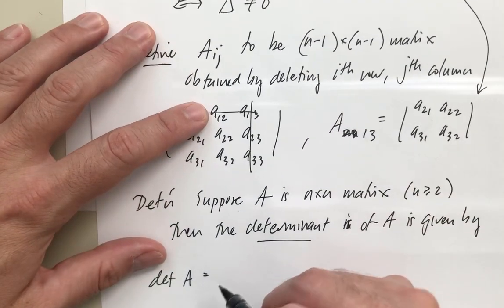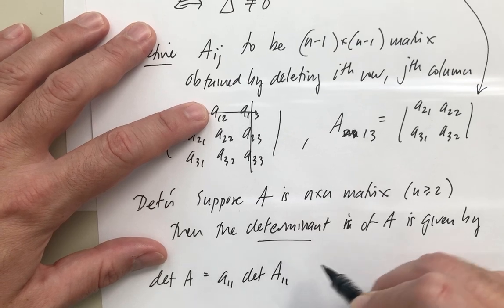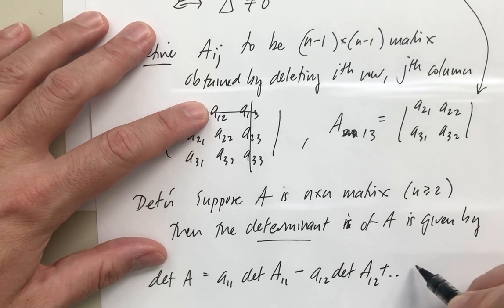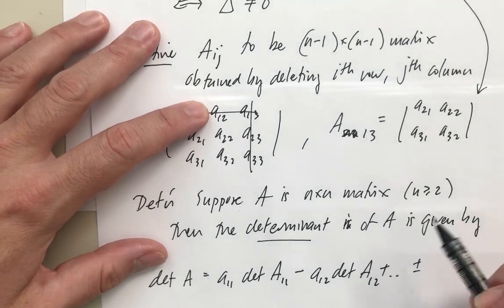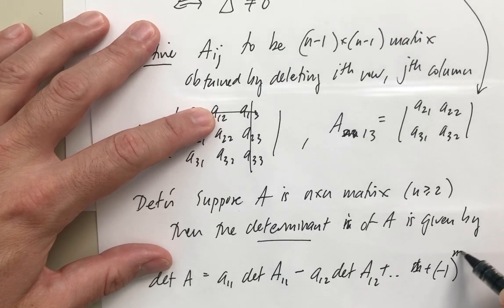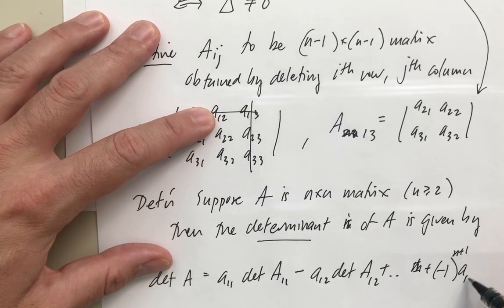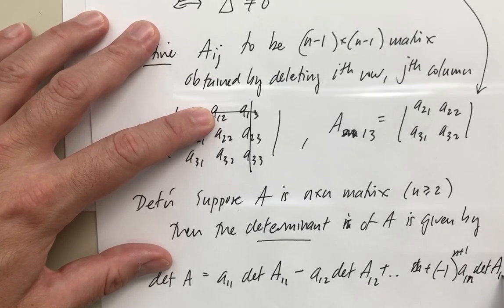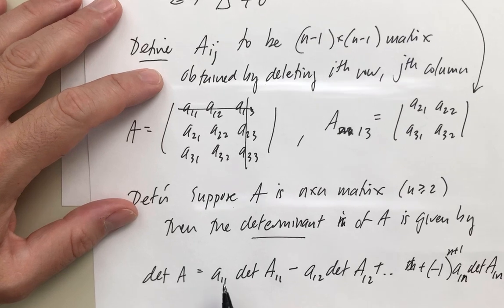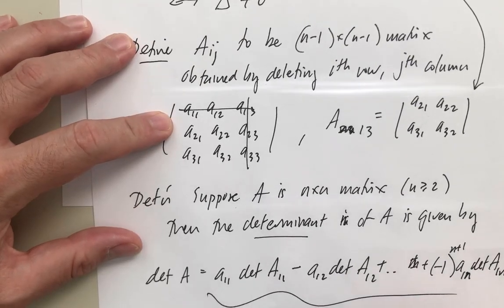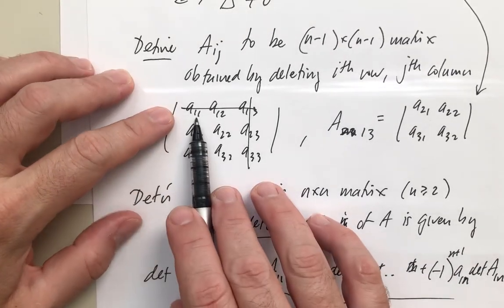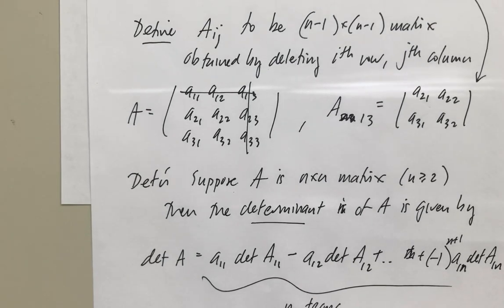So what that looks like is going to be A11 times det of A11 minus A12 times det of A12 plus, and then you go plus, minus, and the last thing will be, I can say, plus or minus 1 to the n plus 1 of A1n times the det of A1n. Okay? So that's the mathematical way to do this. But again, it's a sum of a bunch of terms. I should say that there's n terms here. So if you have an n by n matrix, you have n terms. And each one corresponds to an entry in that first row. Okay, that's the idea. Let's do this with an example.